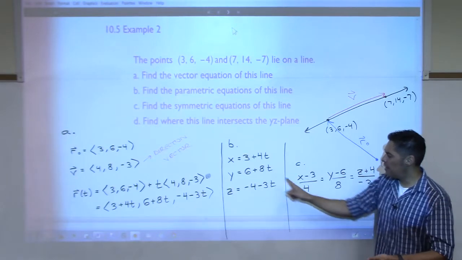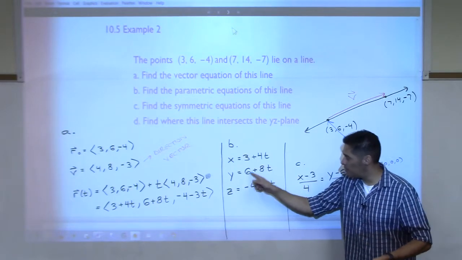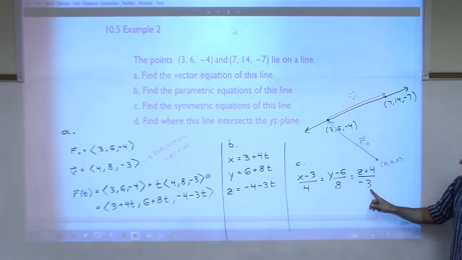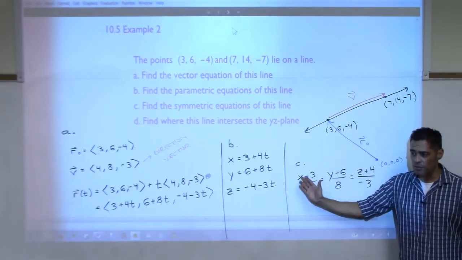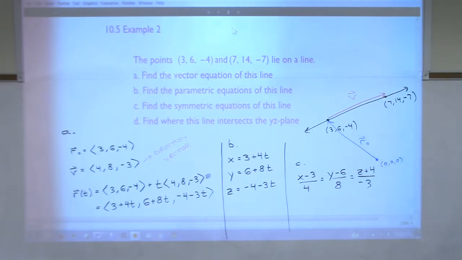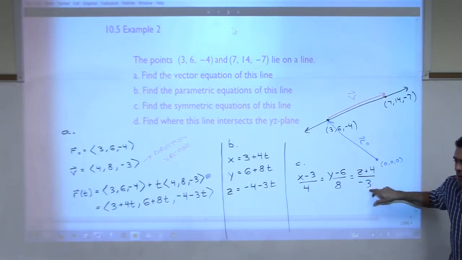If that's t, and then solve this for t, they're the same, right? Subtract 6, divide by 8. Here, add 4, divide by -3. All of those are equal to t, so they're equal to each other. Is that good now? Okay. That's it. Also notice, direction vector, 4, 8, -3 is here.